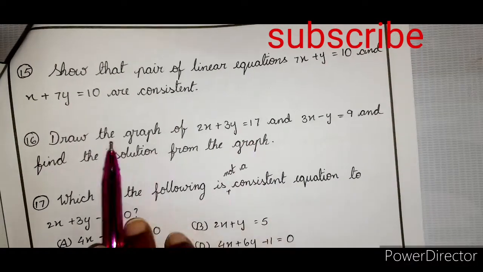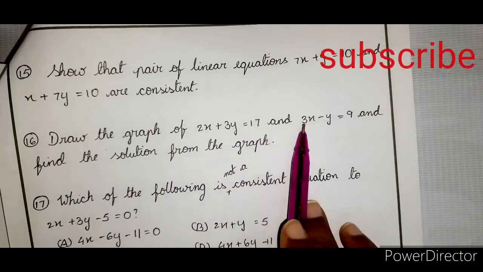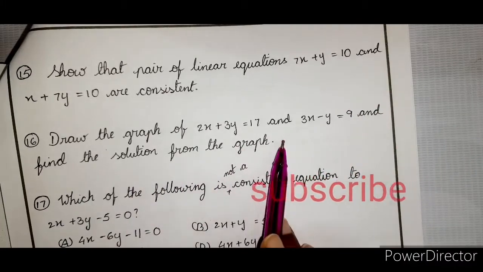Let's look at this question in detail. Draw the graph of 2x plus 3y is equal to 17 and 3x minus y is equal to 9 and find the solution from the graph.